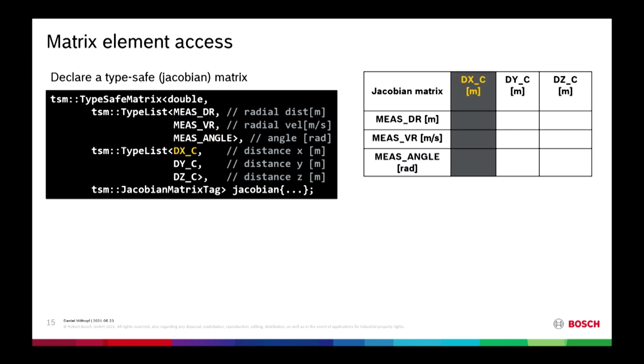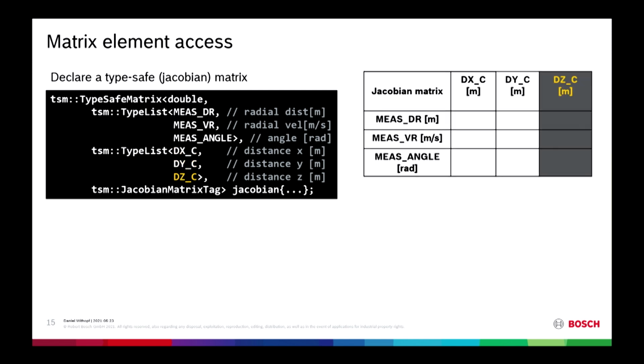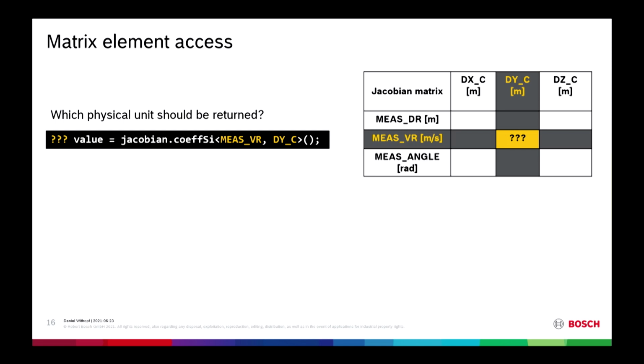The 3 columns are fairly easy. That's x, y, and z position in vehicle frame. And now the question for you, maybe you can answer that. What should be the physical unit that should be returned when we call this method here? So we're accessing the Jacobian at the row index mesh vr that has a unit of meters per second, and the column dy that has a physical unit of meters. So what should be the physical unit of that entry? Does anybody have an idea?